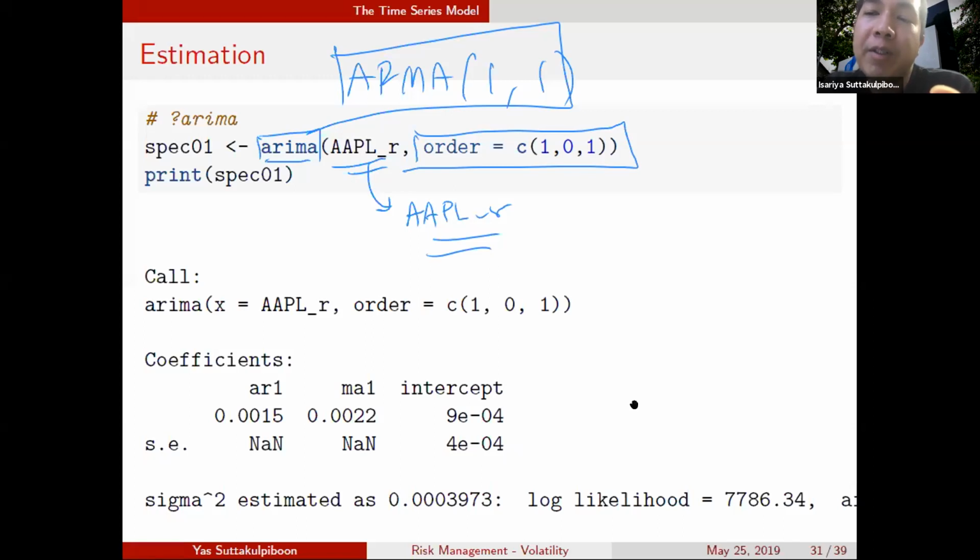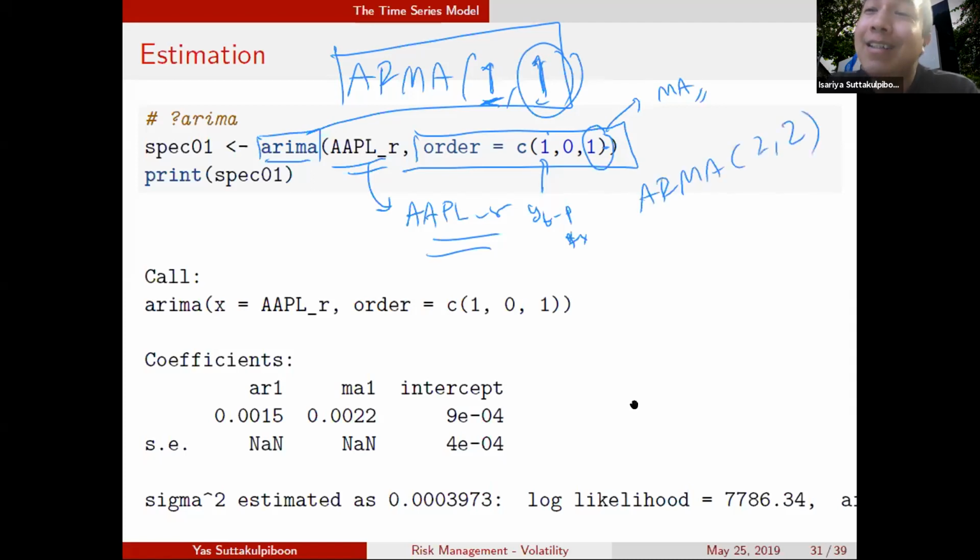The order has 3 parameters that we have to put in. The first parameter is the Y t minus p part. If you put 1, then it's ARMA 1. The last one is the MA part, the epsilon part. You put 1 at the very last term to represent how many lags you put on the epsilon. If you have ARMA 2, 2, your order is c(2, 0, 2). Always keep the middle term equal to 0, because that represents another type of equation. We don't want that at the moment, so just play around with the first number and the last number.